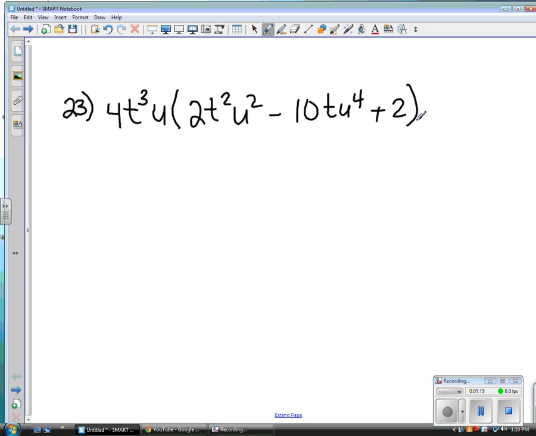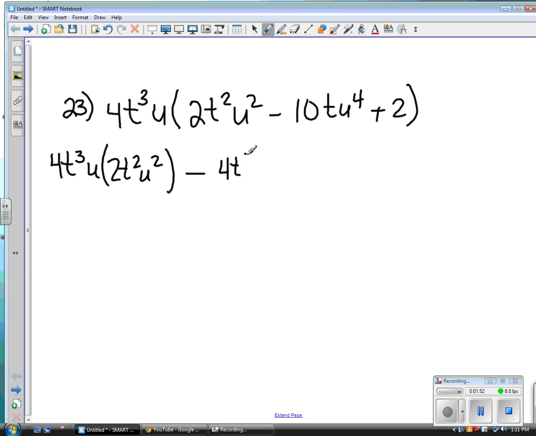Now, when you multiply, you're going to break it down, and like I said last night, the more you practice, the more you're going to get away from this step, but for the first few, we should be writing it. So we're going to take this 4t cubed u and multiply it by each term inside of this grouping symbol. Now, what sign is going to go here? Minus, because I'm going by this operation here. So that's my subtract.